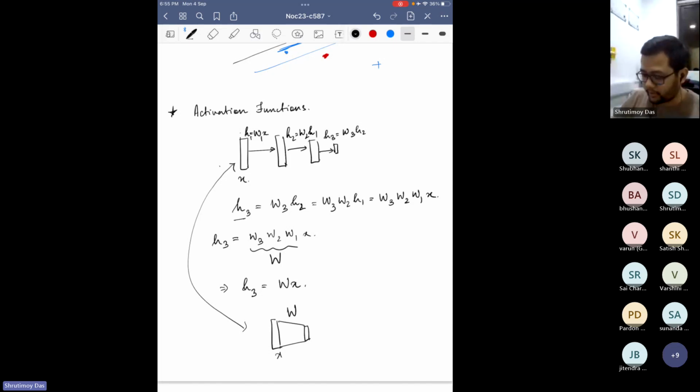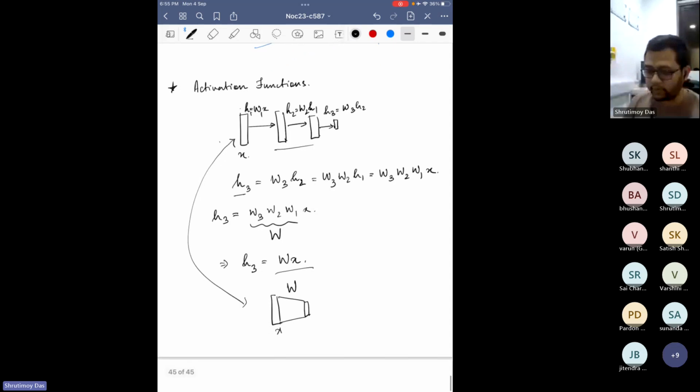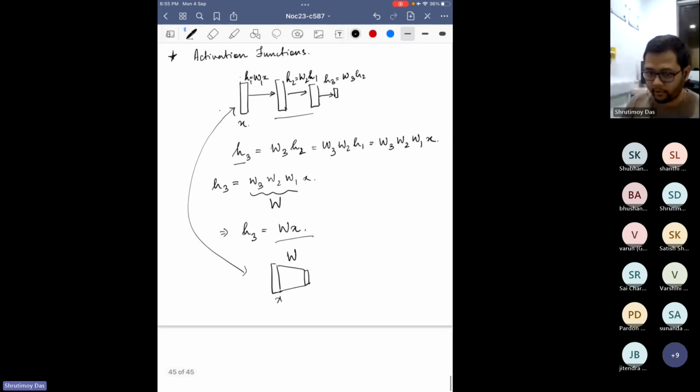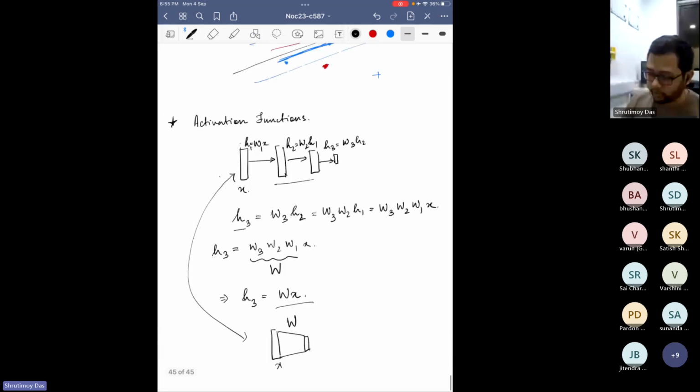We can say that this is the same as a single layer network, but then we lose the power of neural networks, because we know that neural networks can learn non-linear functions. So that is why we introduce this non-linearity.